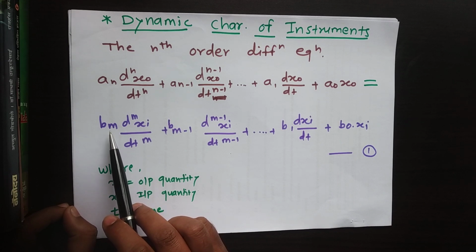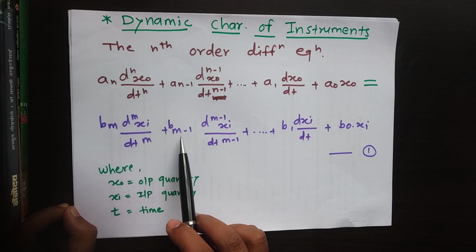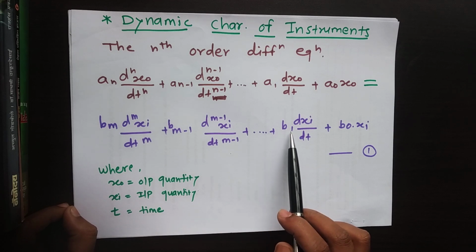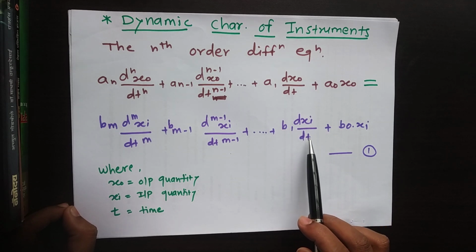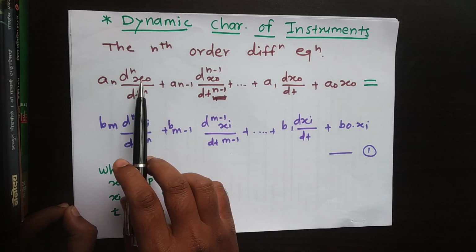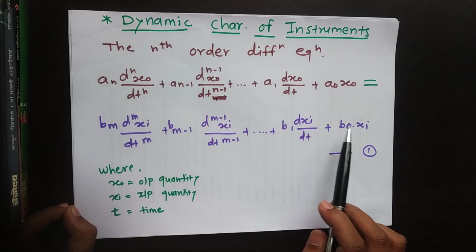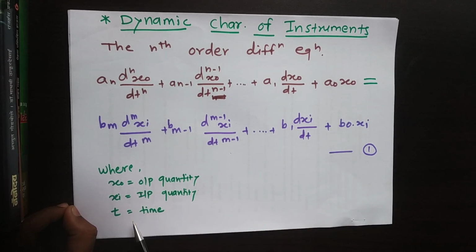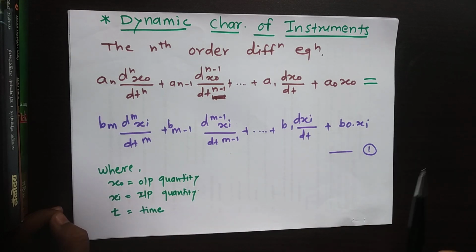So input differential equation would become bm dm xi upon dtm plus bm minus 1 dm minus 1 xi upon dt m minus 1 plus there are many terms plus b1 dxi upon dt plus b0 xi. So here our x0, the quantities related to x0 are the output quantities, whereas xi related quantities are the input quantities, and the t in all these equations is nothing but the time t. Okay, so this is the generalized nth order differential equation.